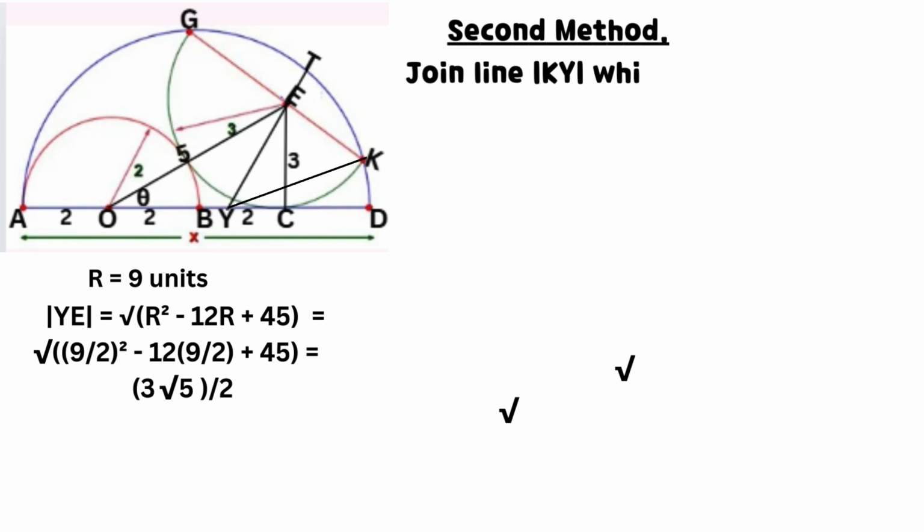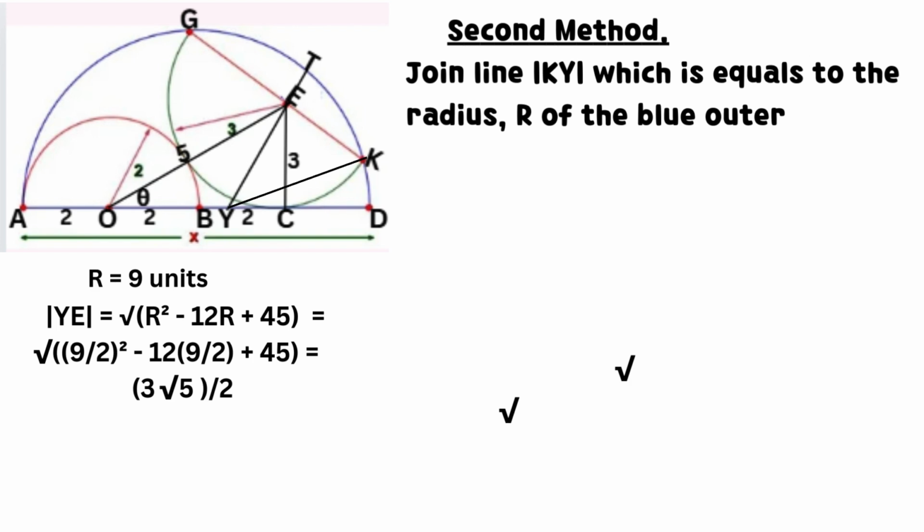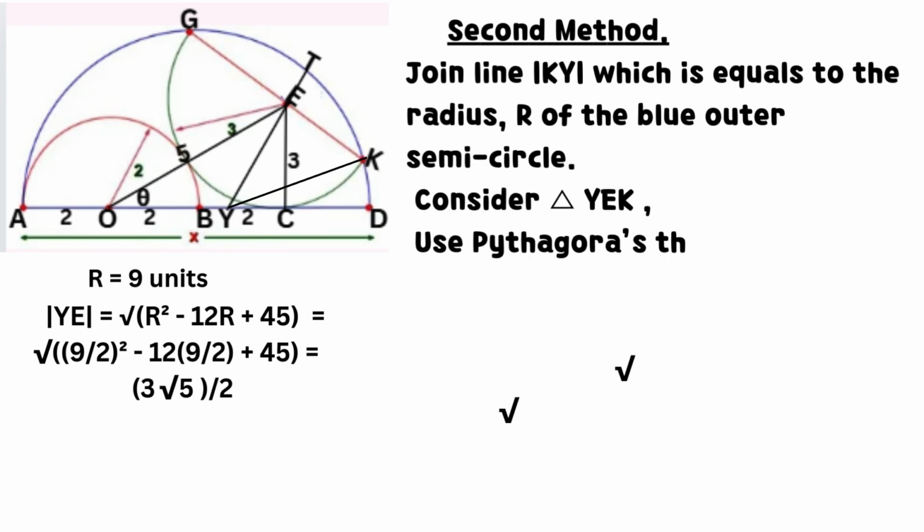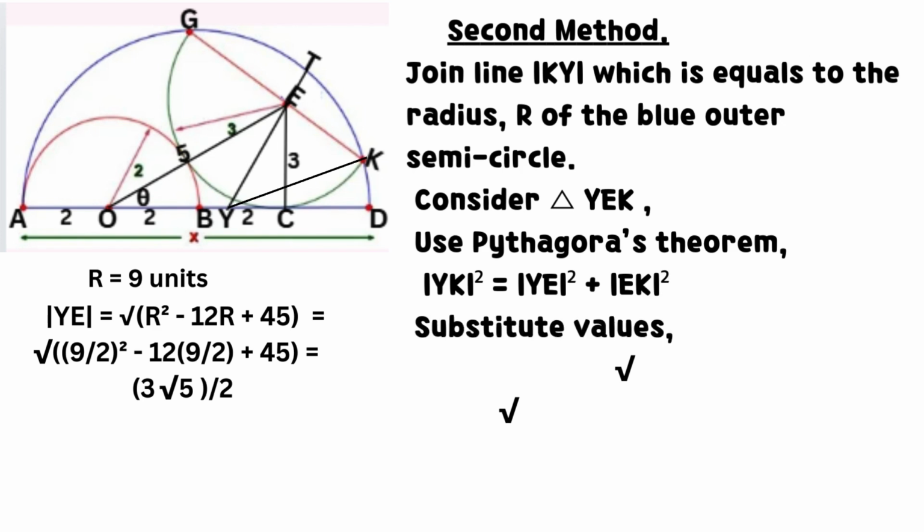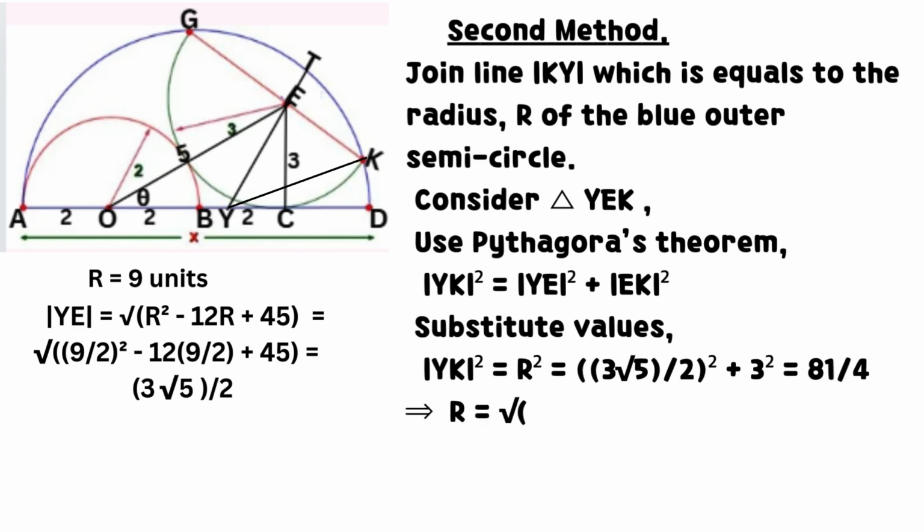Second method. Join line KY, which equals the radius R of the blue outer semicircle. The value of line YE is shown on the left-hand side of the screen after substituting the value of R equals 9 units. Consider triangle YEK. Use Pythagoras' theorem. The square of line YK equals the sum of the square of line YE and the square of line EK.